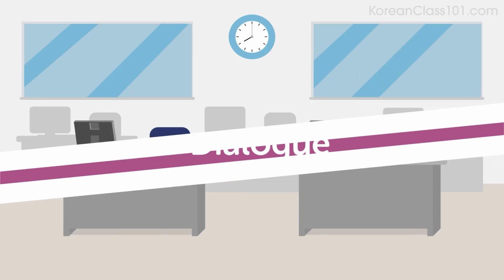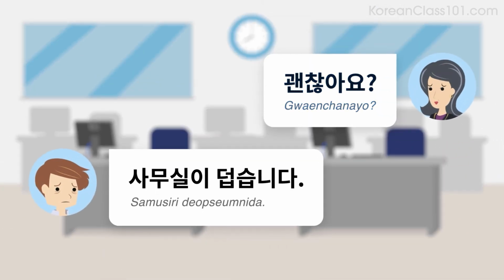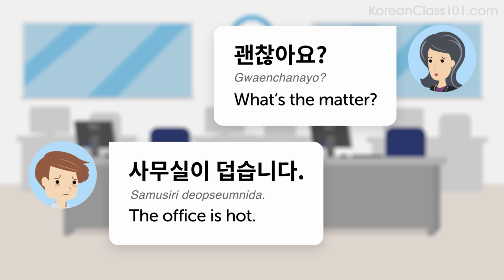Now let's take a look at some conversational phrases. Listen to the dialogue. 괜찮아요? 사무실이 덥습니다. Once more with the English translation. 괜찮아요? What's the matter? 사무실이 덥습니다. The office is hot.